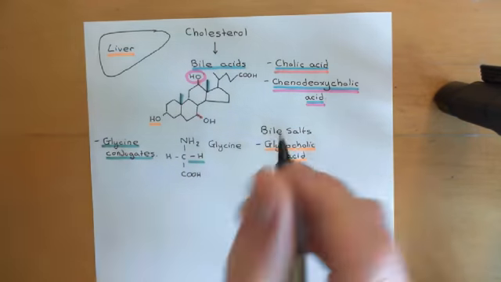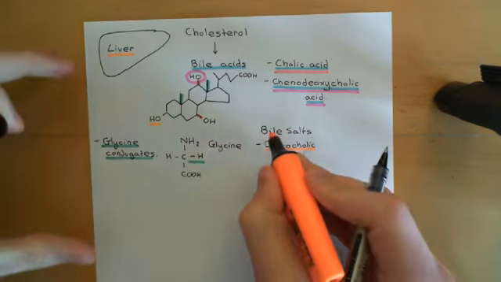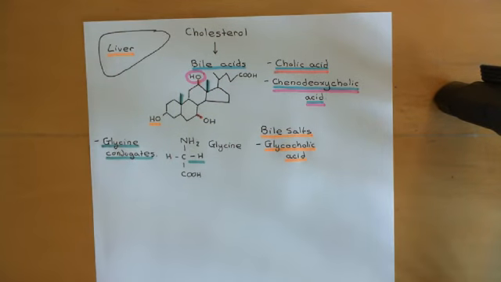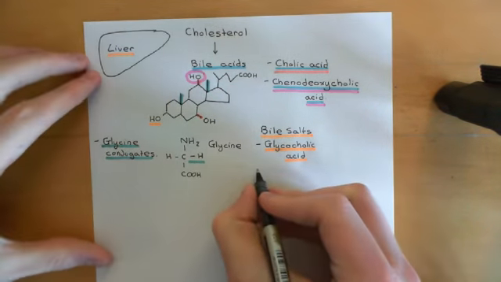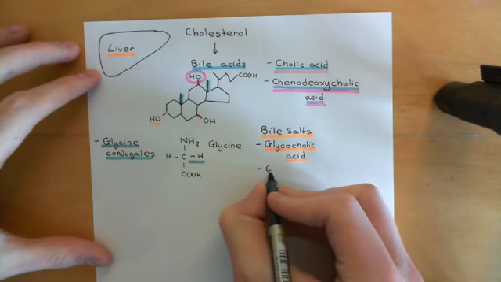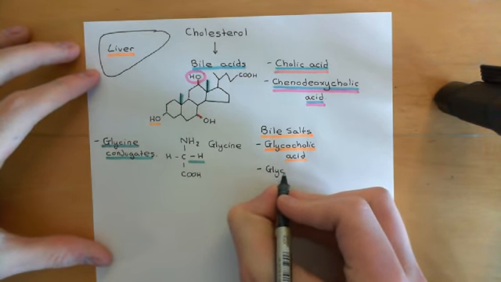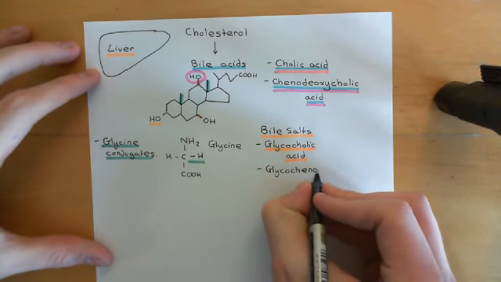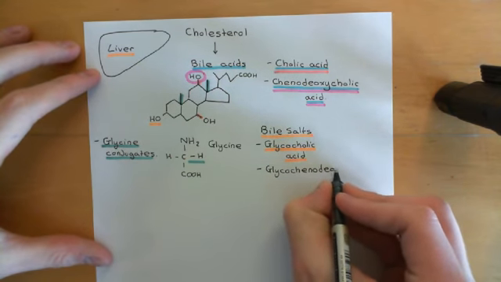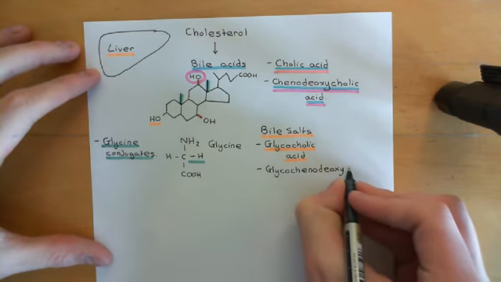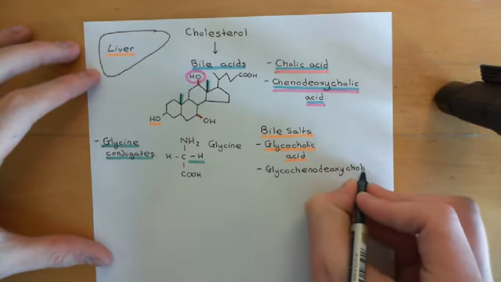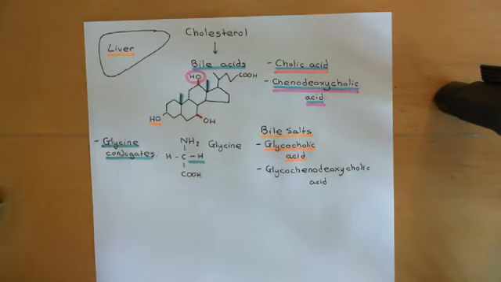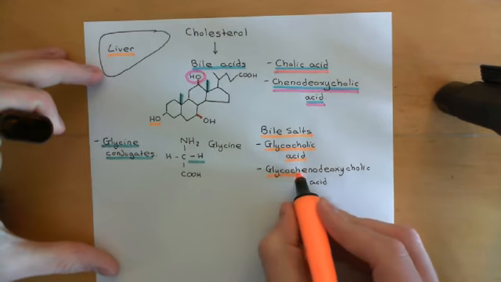Now you can also do this to chenodeoxycholic acid, and you then get what's called glycochenodeoxycholic acid. So the name gets even bigger. If you conjugate glycine onto chenodeoxycholic acid rather than cholic acid, you get glycochenodeoxycholic acid, which is also another example of a bile salt. So there's two examples of bile salts.